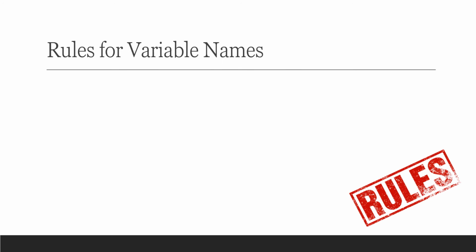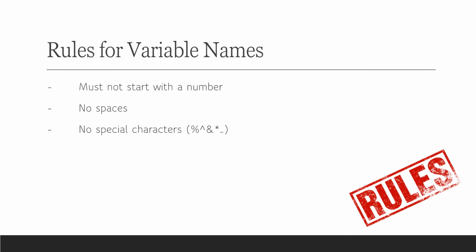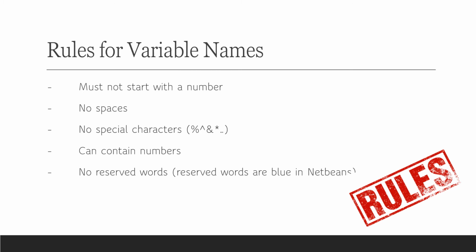Here are all the rules for variable names. These are important to obey. If you don't, your program won't work. You cannot start a variable name with a number. Don't put any spaces in the middle. No special characters like percent or the accents or an ampersand or a star. And they can contain numbers in the middle, just can't start with a number. Don't use reserved words. Reserved words, if you want to test whether a word is reserved or not, type it out in NetBeans, and if it is reserved, it will turn up blue.